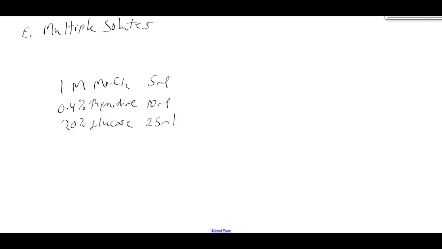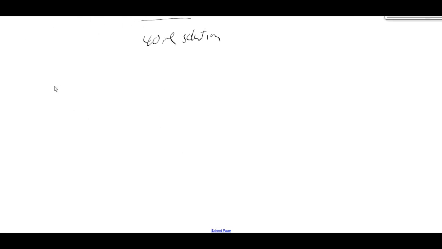Then you would have to mix them. So you'd have 5 mils of the 1 molar magnesium chloride, 10 mils of the thiamidine, and 25 mils of the glucose. You just add those together, and ultimately you'd have 40 mils of solution. So this recipe just tells you what you're going to mix together, but it requires that you make up the individual components there.